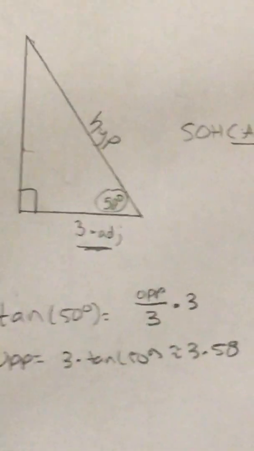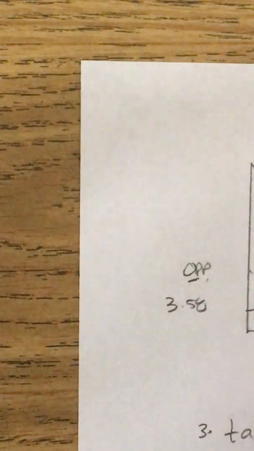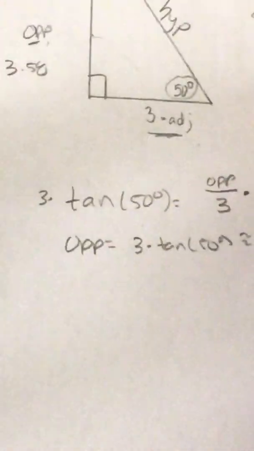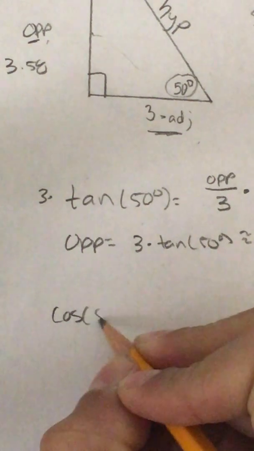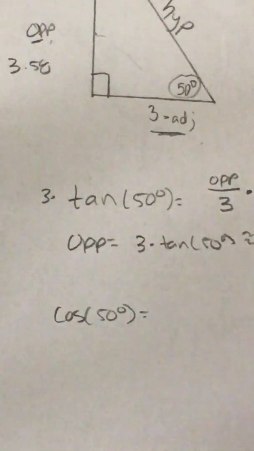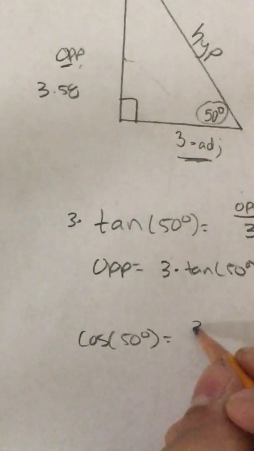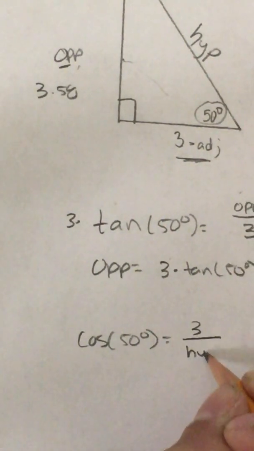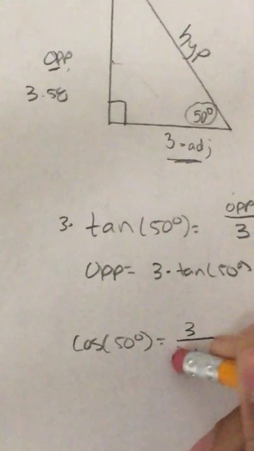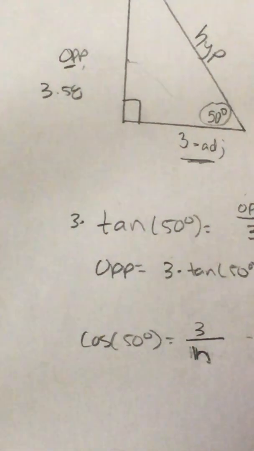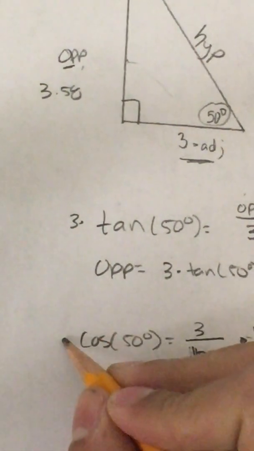Now, I can use the Pythagorean theorem to solve for the hypotenuse, but I'm going to keep using trig ratios to show you how I can get it with that. Okay? So again, the opposite is 3.58. Now I'm going to use cosine of 50 degrees equals adjacent, so 3 over the hypotenuse. And I'm going to leave hypotenuse as one letter so it doesn't get too confusing. So I'm just going to call it h. So my only goal now is to solve for h. So I multiply both sides by h.